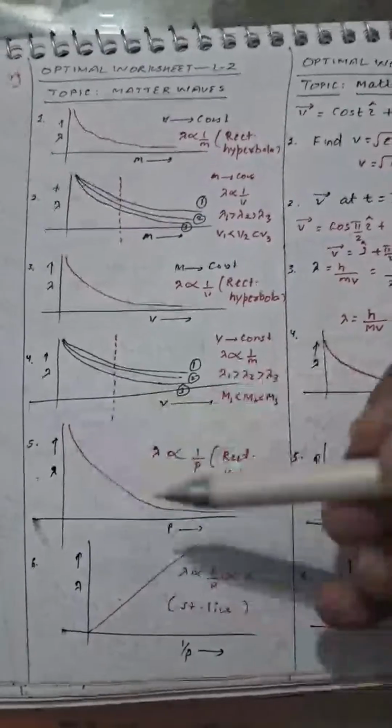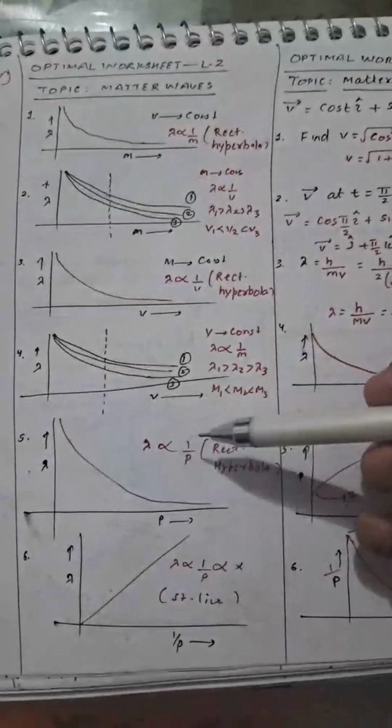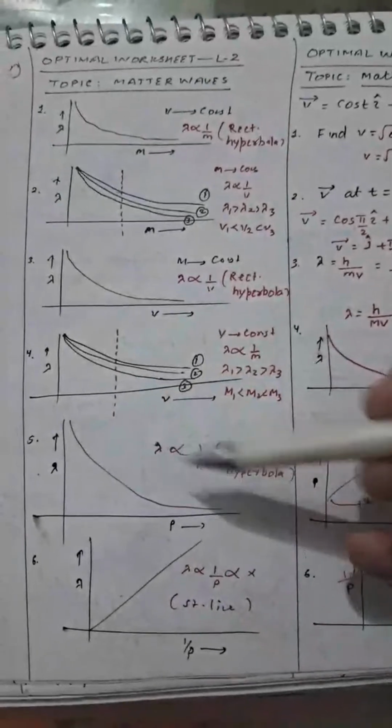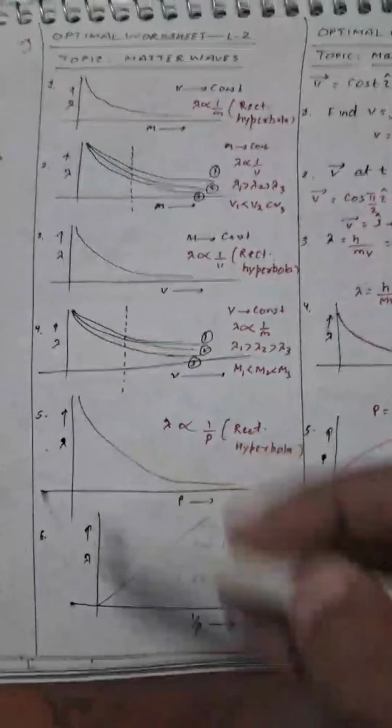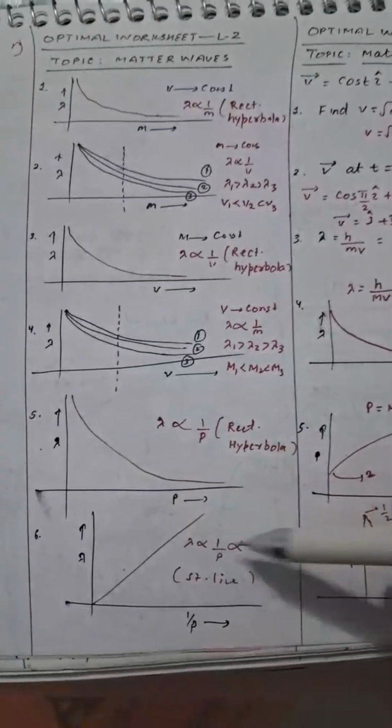There is another question on the lambda versus momentum graph. Since lambda is proportional to 1 by v, the graph is going to be a rectangular hyperbola. However, if you draw the graph between lambda and 1 by p, taking 1 by p as x, the graph is going to be a straight line.